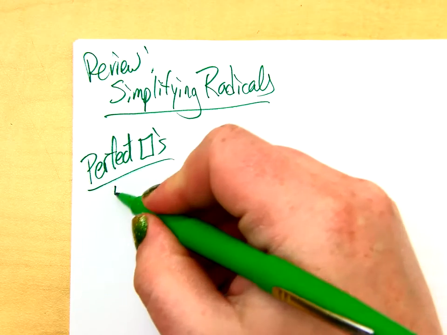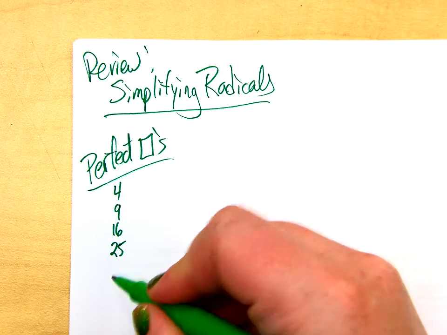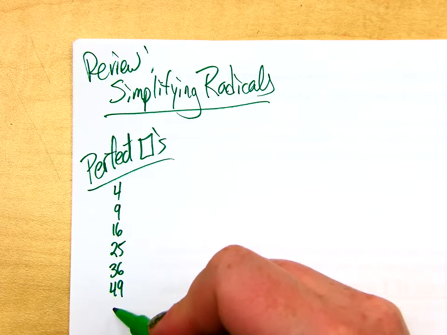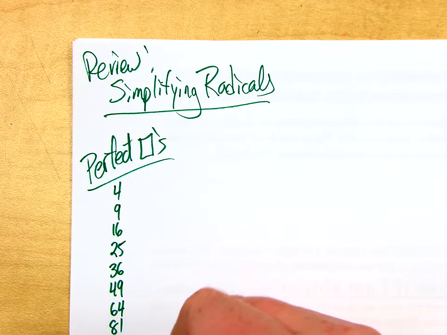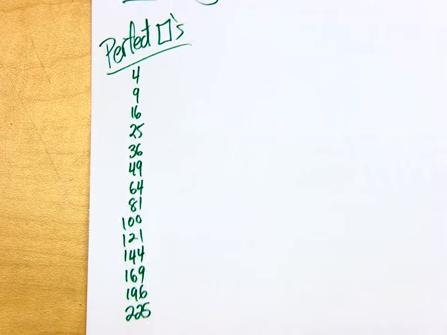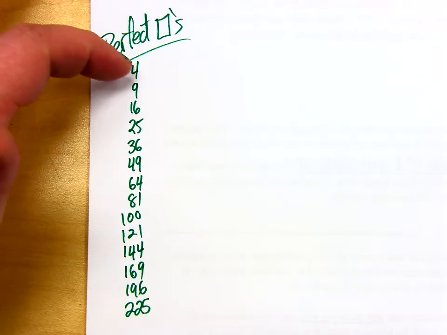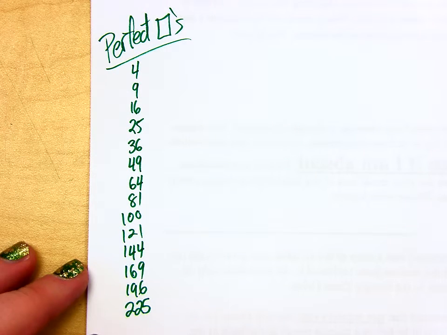I like to start with 4. 2 squared, 3 squared, 4 squared, and so on. I like to go up to 15 squared. This is not a list that you need to memorize. You can always just recreate it. I just have 2 squared, 3 squared, 4 squared, 5 squared, and so on. But you want to familiarize yourself with these numbers.